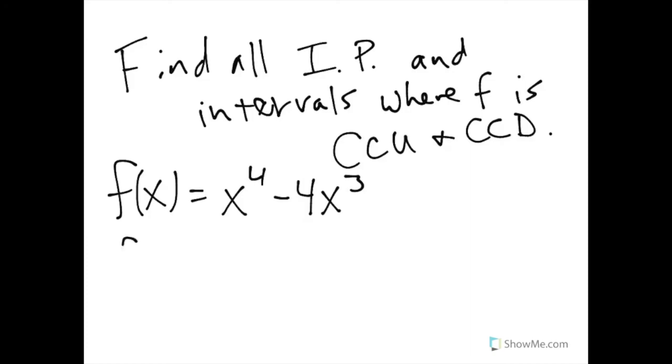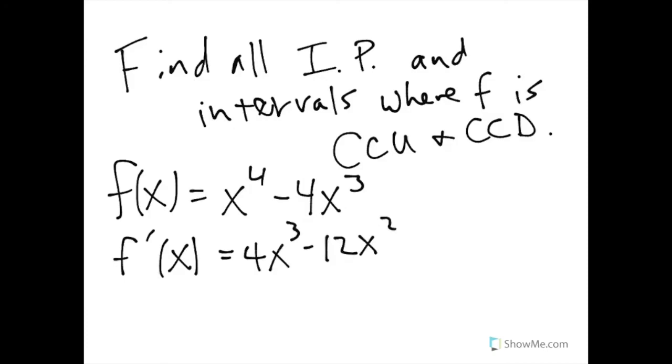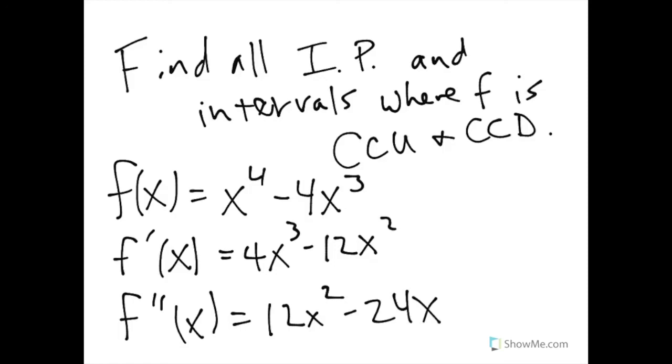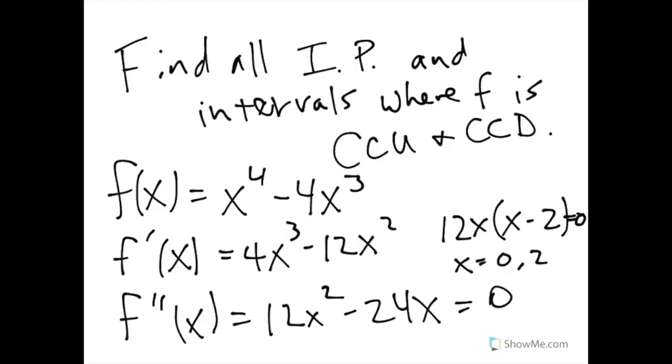Okay, when you're finding inflection points and concavity, you should be finding a second derivative. So first of all, you need to find a first derivative. This is 4x to the third minus 12x squared. Find the second derivative, which is 12x squared minus 24x. And remember what we said before: take that second derivative and set it equal to 0. This is kind of nice. You can factor out a 12x again. So 12x times (x minus 2) is equal to 0, and so you get x equals 0 and x equals 2.